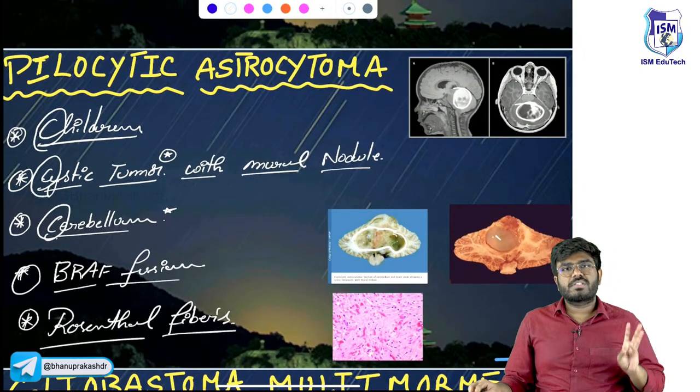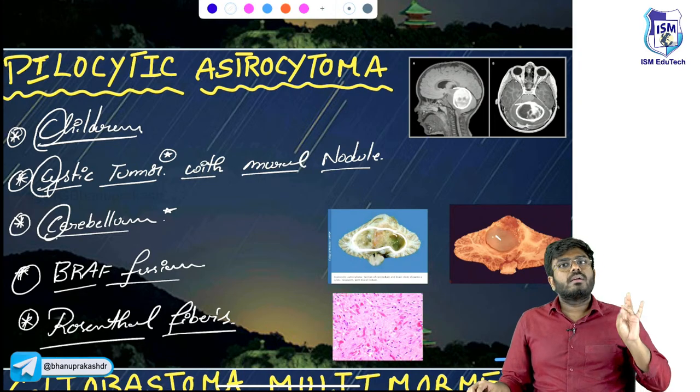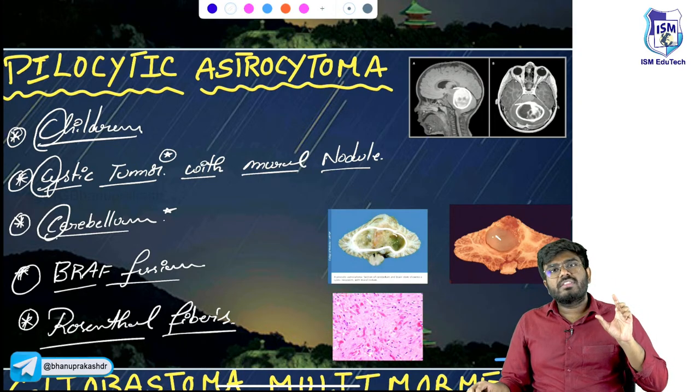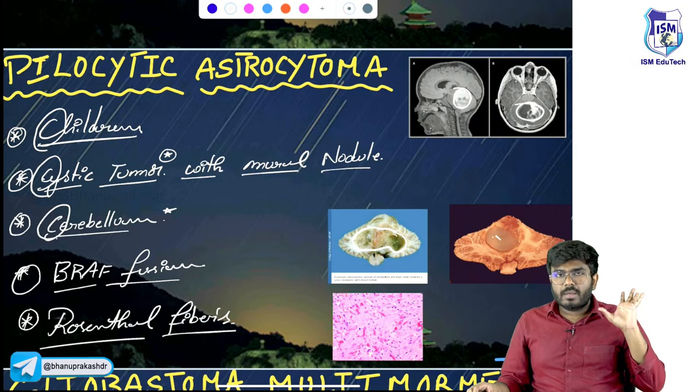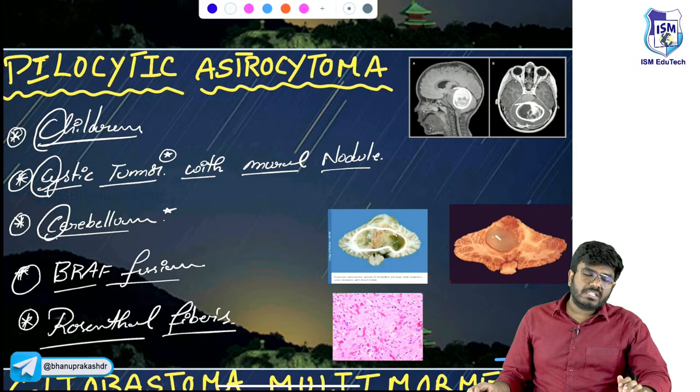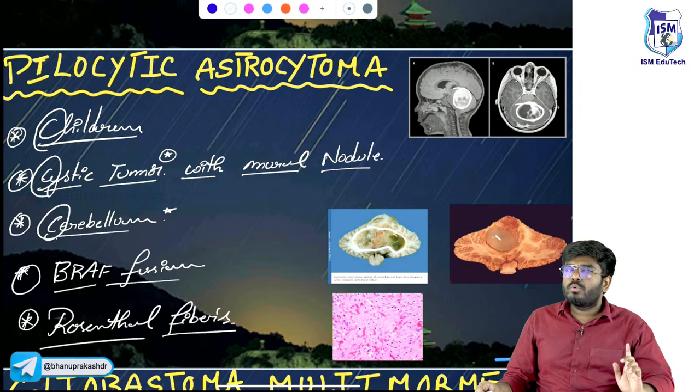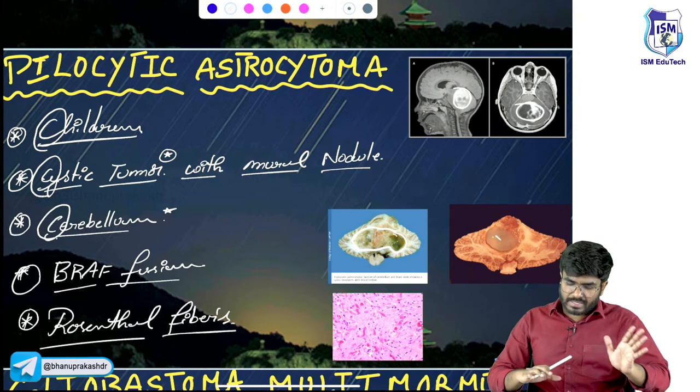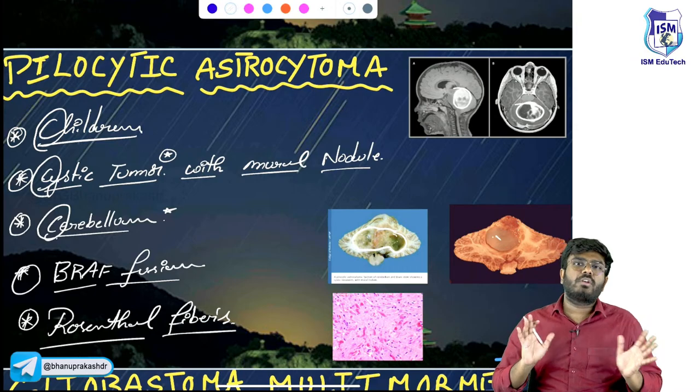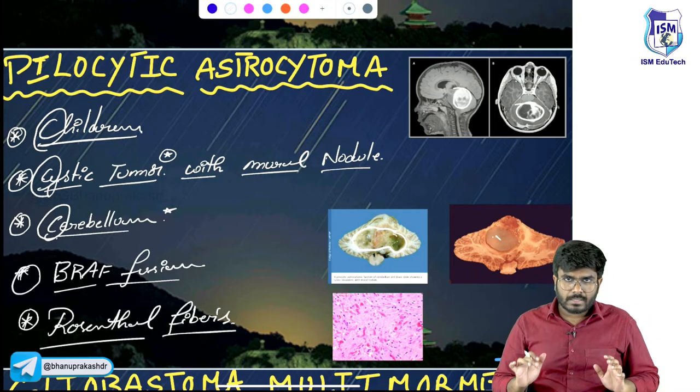So pilocytic astrocytoma: children, cystic tumor with mural nodule, cerebellum is affected, BRAF gene fusion, with Rosenthal fibers. Done. So what is the next type of tumor of the astrocytes? See, pilocytic astrocytoma is a grade 1 tumor. Not a big deal.